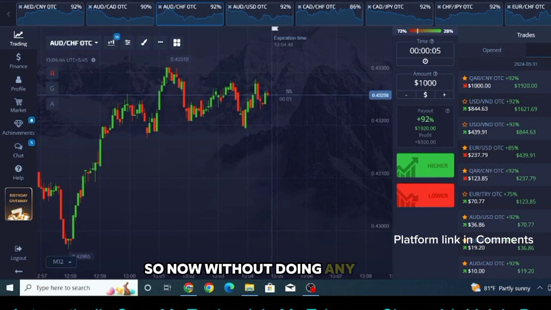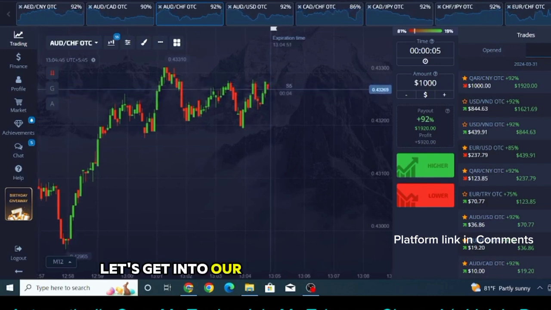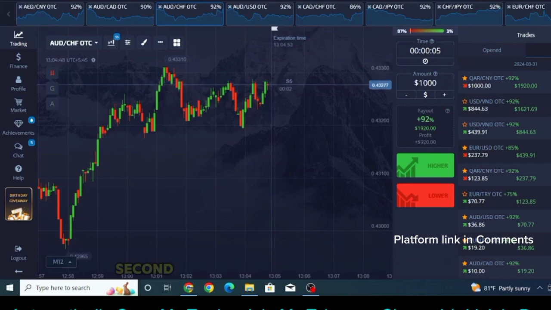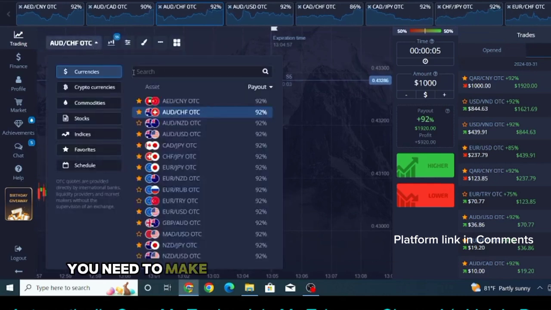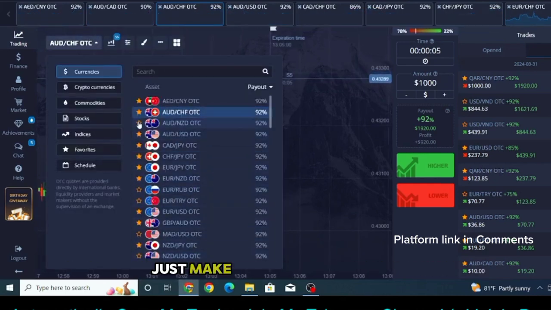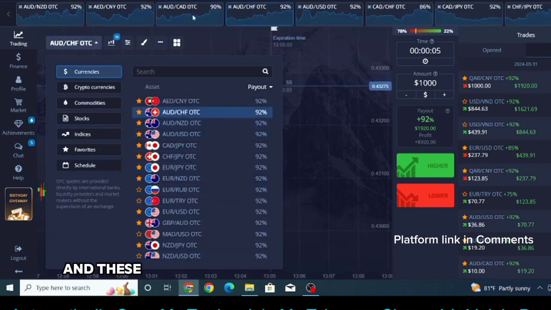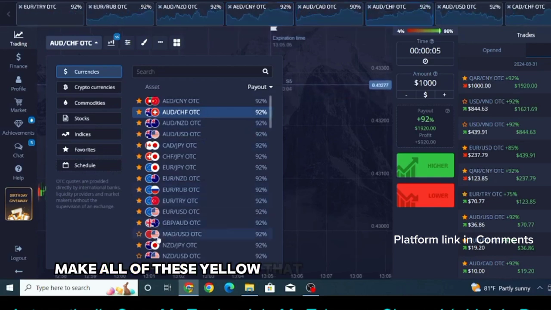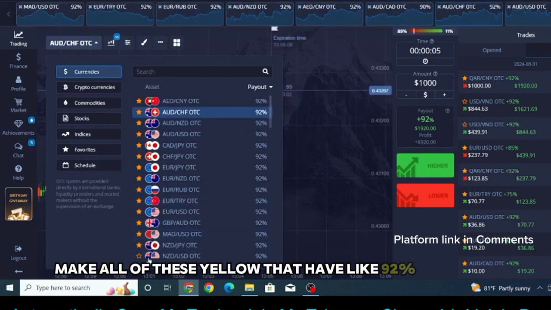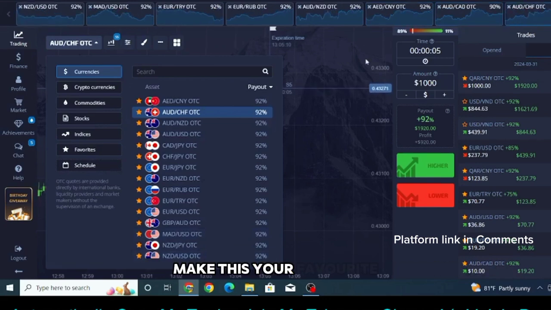So now without any delay, let's get into today's topic: Pocket Option 5-second strategy that is easy to follow. The first thing you need to do is make all of these currency pairs favorite. Just make these stars yellow and the currency pairs will start to appear here. Make yellow all of those that have like 92% payout. Just make this your favorite.